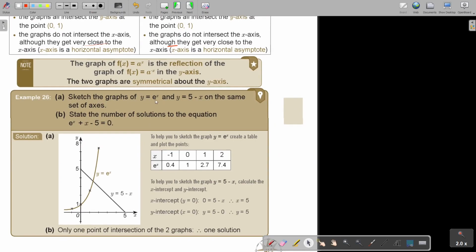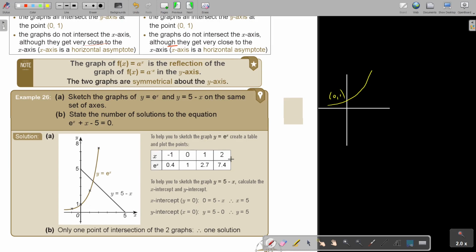Sketch the graphs y = e^x and y = 5 - x on the same set of axes. State the number of solutions to the equation. Before we come to this, look how we sketch. Now, it's very good if you already know. I'm just going to quickly make a picture here, but I'm going to do it a bit more accurately. You know that one is like this, and I know it cuts in there at 0 and 1. But it's just how close it will be there.